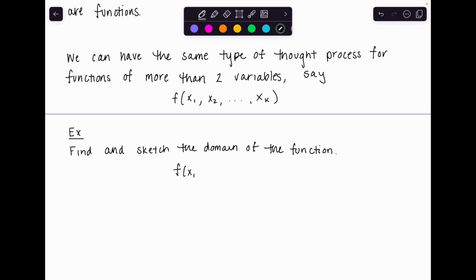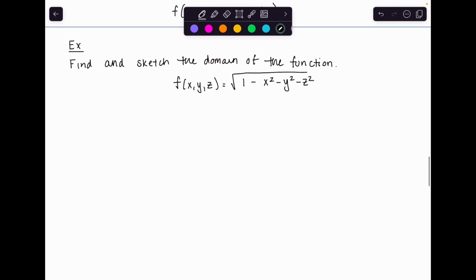And in this case, we're going to have a function with 3 input values, so we can just use x, y, and z. And this is going to be the square root of 1 minus x squared minus y squared minus z squared. Okay. So if I'm dealing with the square root, I always need the expression underneath to be non-negative. So for here, we need this full expression, 1 minus x squared minus y squared minus z squared, to be greater than or equal to 0.